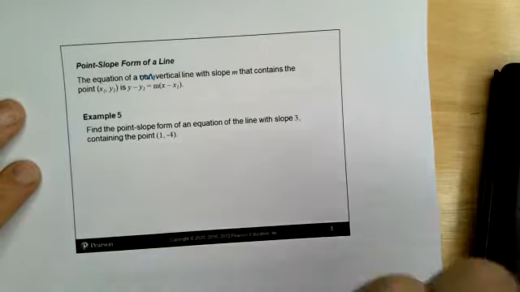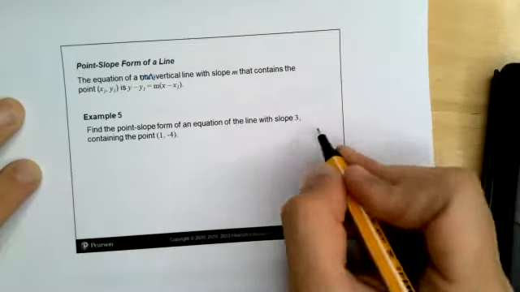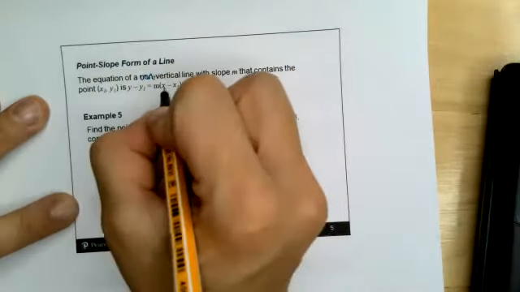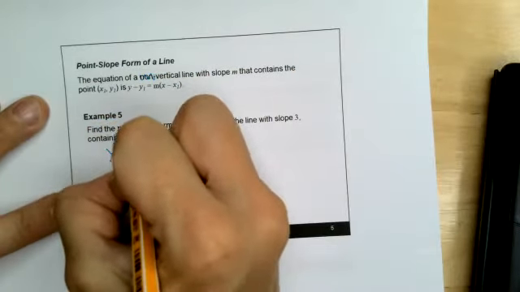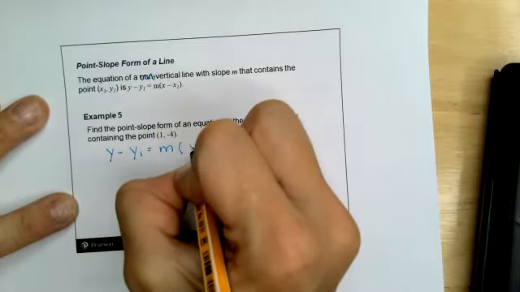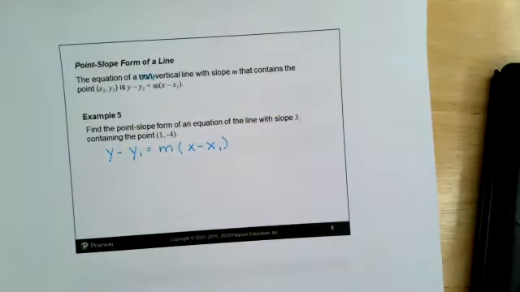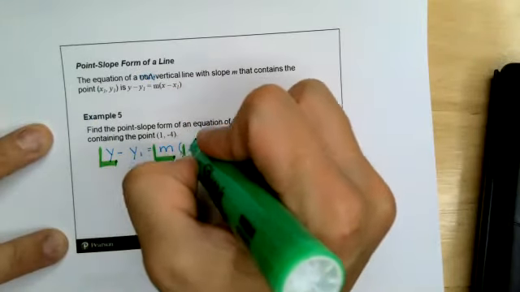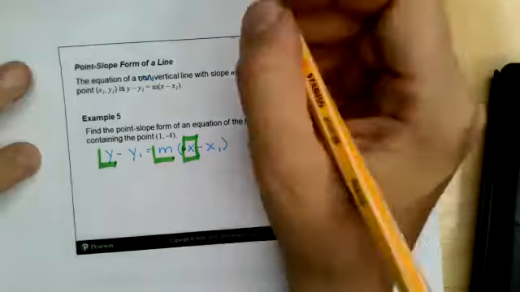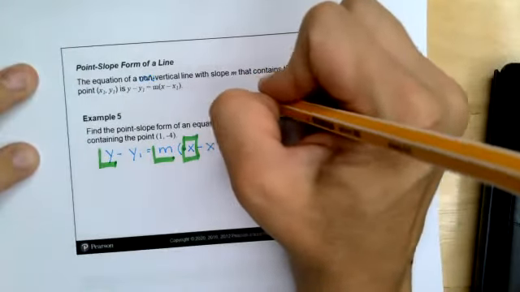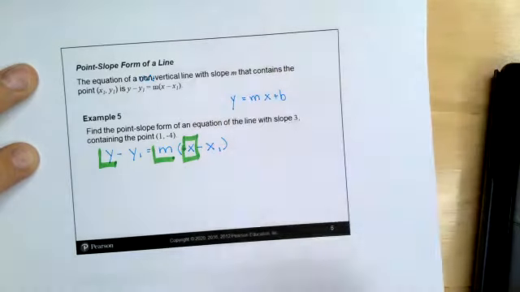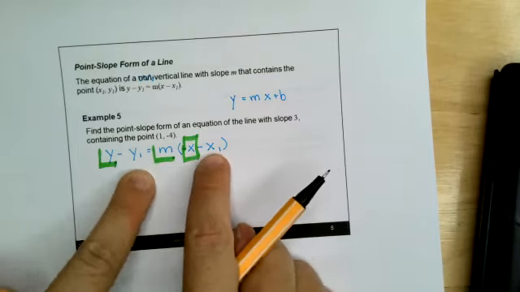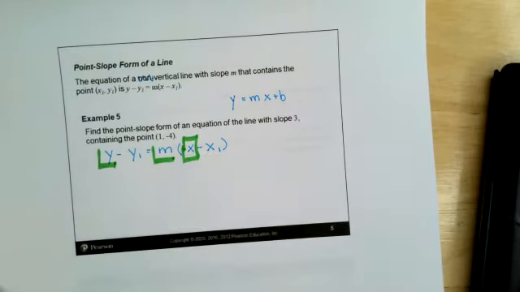All right. So find the point slope form of an equation of the line with slope 3 containing the point 1, negative 4. So let's see what information we have. We have y minus y1 equals m times x minus x1. It's okay to keep this y and this x, right? Because we are going to eventually have it in y equals mx plus b form. So we have y, we have x, and we have m. It's just these two that need to be replaced.